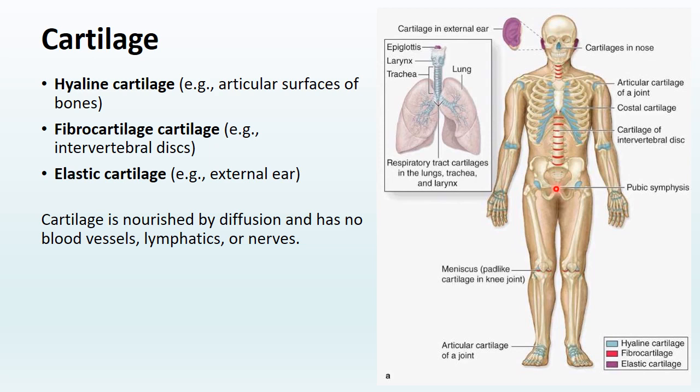It's a fibrocartilaginous joint between the bones of the pelvis, عظام الحوض. And lastly is the elastic cartilage, which is rare in the body. One of the examples is the external ear auricle, صيوان الأذن. Remember that cartilage is nourished by diffusion and there is no direct blood supply to the cartilage, and it has no lymphatics or nerves.